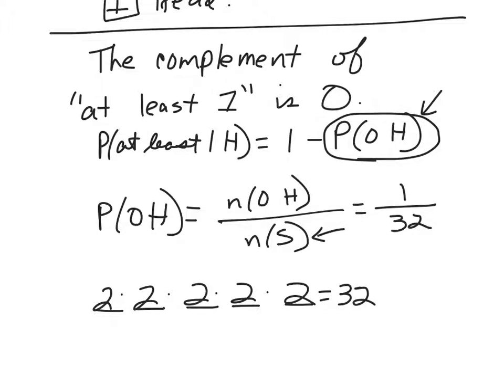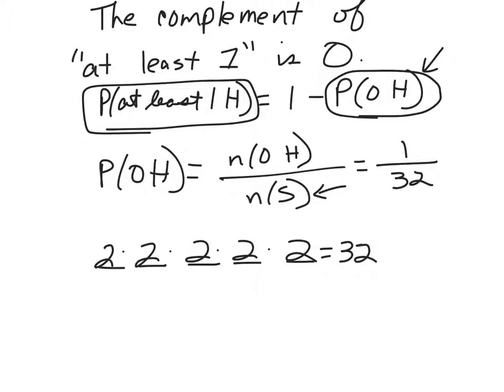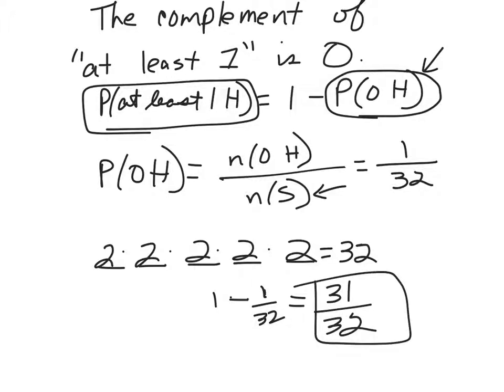Okay, so there's 1 out of 32 probability of getting 0 heads whenever I toss 5 coins. So what's the probability then of getting at least 1 head? It would be 1 minus 1 out of 32, which is obviously 31 out of 32. So the probability that you would get at least 1 head if you toss 5 fair coins is 31 out of 32.